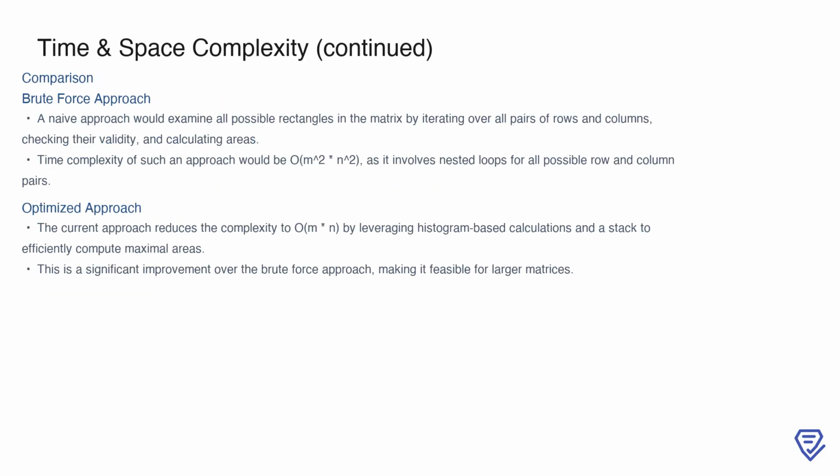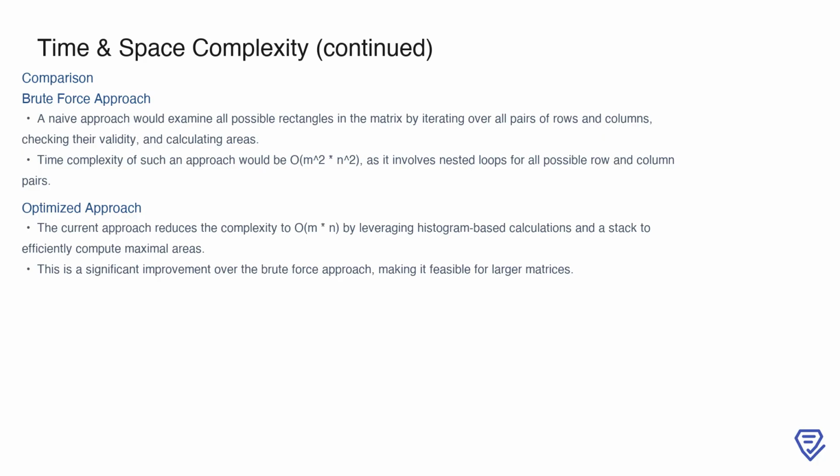When comparing this approach to the brute force method, we see a significant improvement. A naive approach would involve examining all possible rectangles in the matrix by iterating over all pairs of rows and columns, validating each rectangle, and calculating its area.